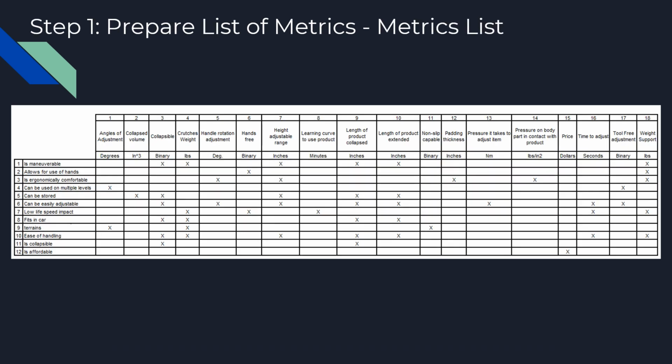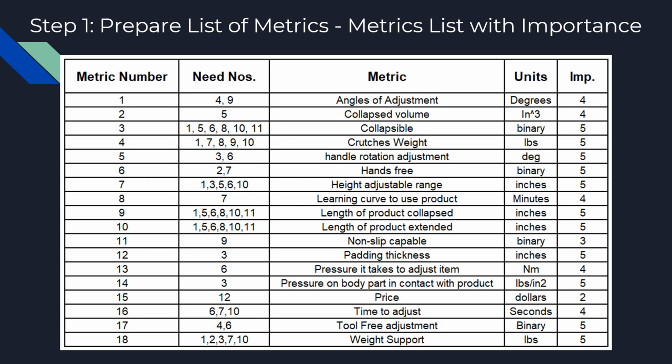Next, we generated our metrics list, where we again kept our needs and generated several categories and showed how they impacted each of the needs, and also had measurables underneath each category. Finally, we generated our metrics list with importance, showing the metrics numbers, as well as all the need numbers and how they could apply to multiple metrics, the actual metric, the unit, and then importance based on the weighting.